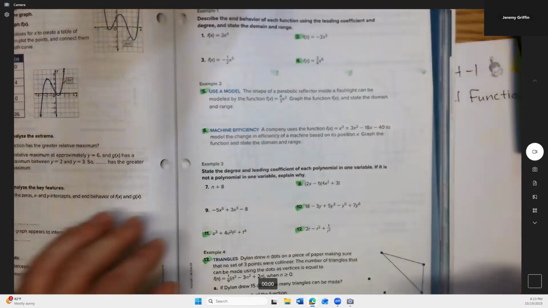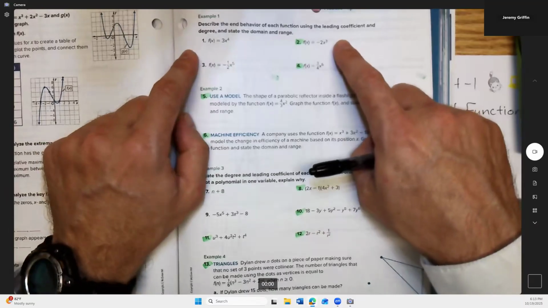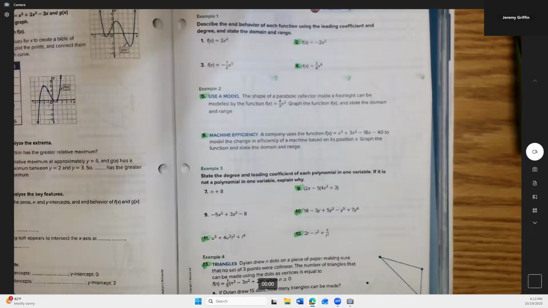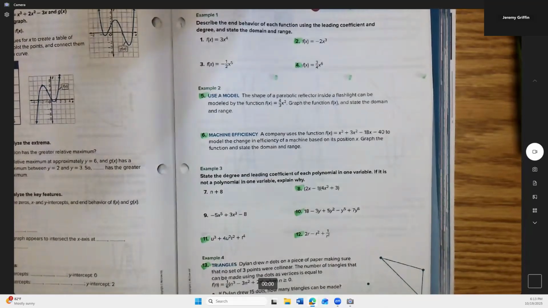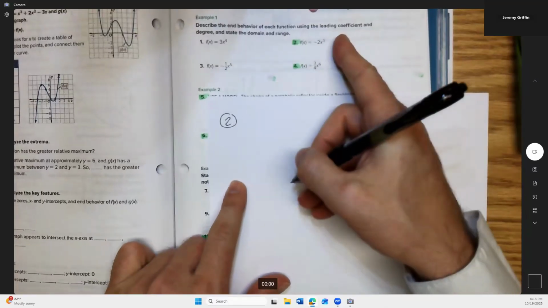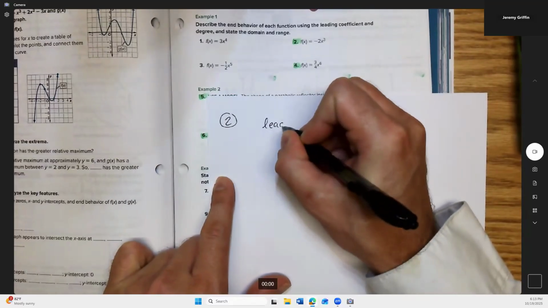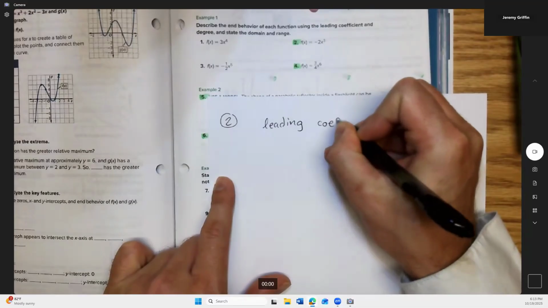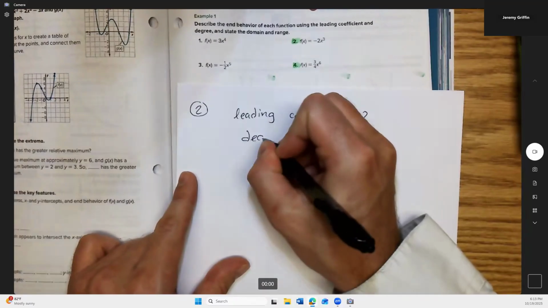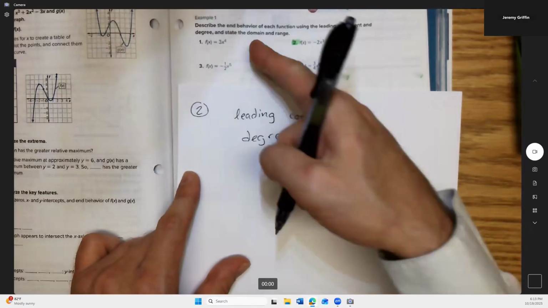All right, let's jump into these highlights here. Describe the end behavior of each function using the leading coefficient and degree, and state the domain and range. All right. So I'll write these down here. So number 2. Let's see, we're looking for the leading coefficient. Looks like negative 2. And degree, that's just the power on x, which is 3. Yeah, that's all. Okay, and then domain and range.